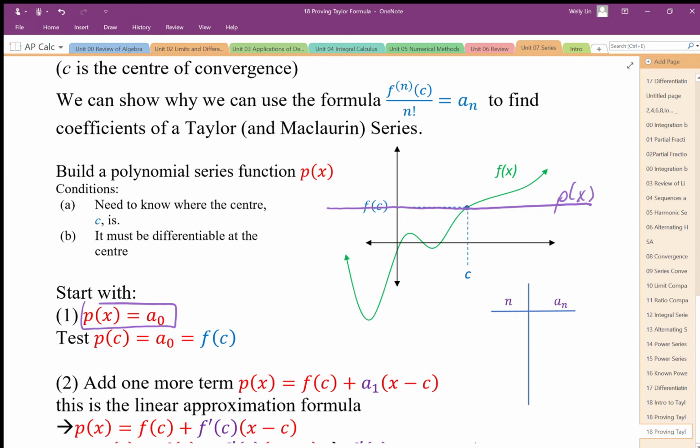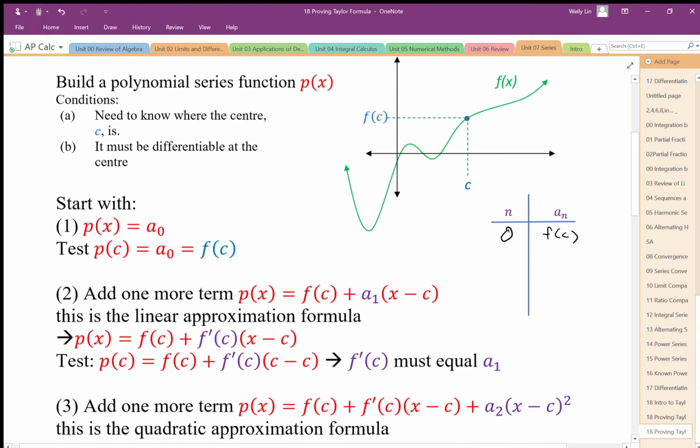It's not a great approximation, but the nice thing is we can add more terms to this. So how are we going to add more terms? Before we do, we'll keep track of this. When n is equal to 0, our a_n value we've worked out to be f of c. So at c, we're going to get f of c. Great. But again, the horizontal line is not a good approximation for that green function.